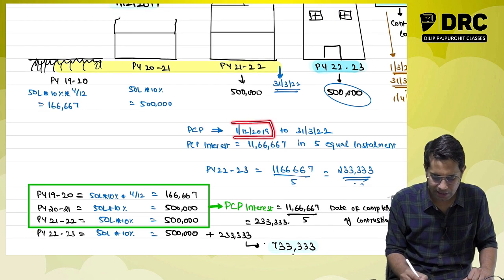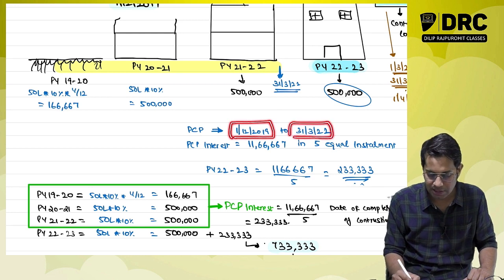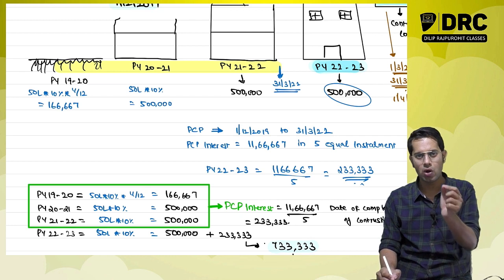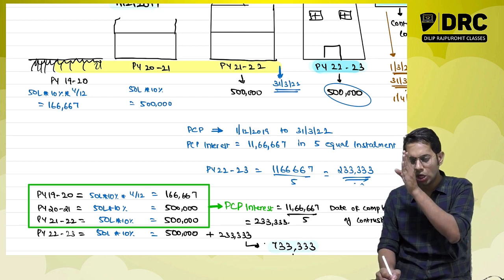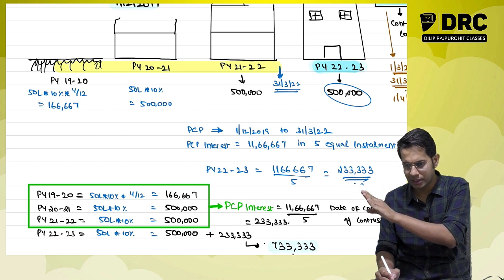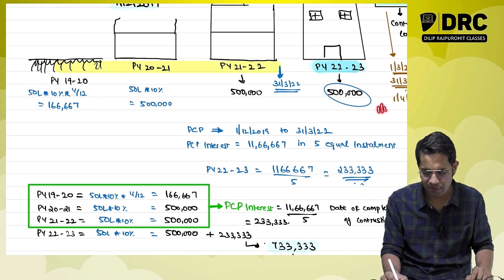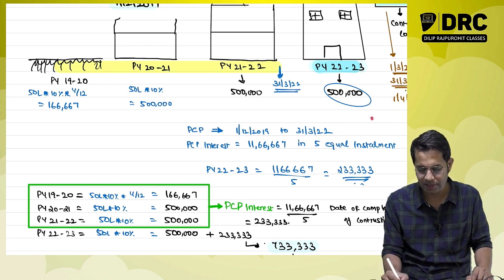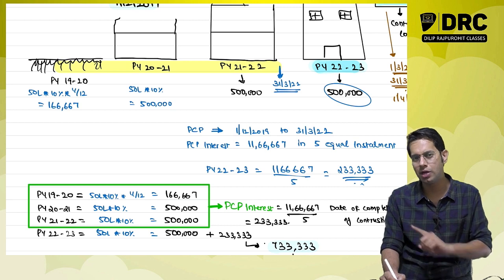From the date of taking the loan till 31st December 2022, construction was completed on 28 July 2022. So 28 July 2022 falls in previous year 22-23, and this previous year starts from which date? 1st April. So before this, what was the previous year? 21-22. When did this previous year 21-22 end?